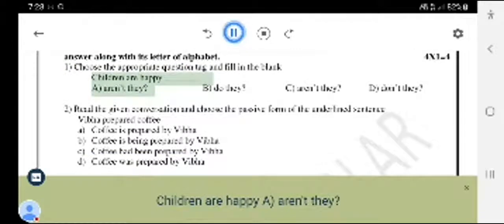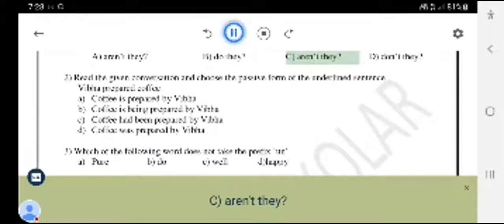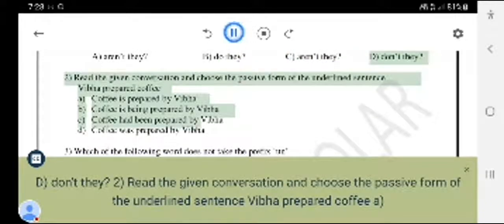Children are happy. A. Aren't they? B. Did they? C. Aren't they? D. Don't they? 2. Read the given conversation and choose the passive form of the underlined sentence.